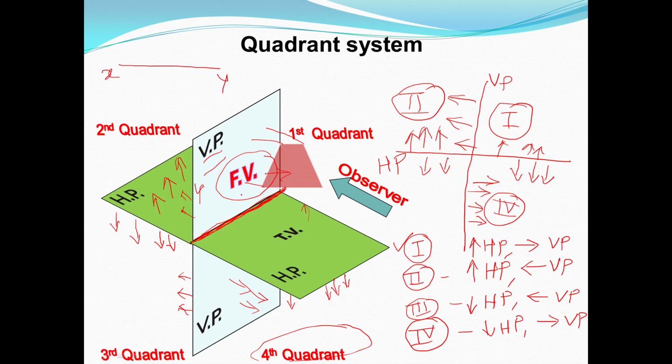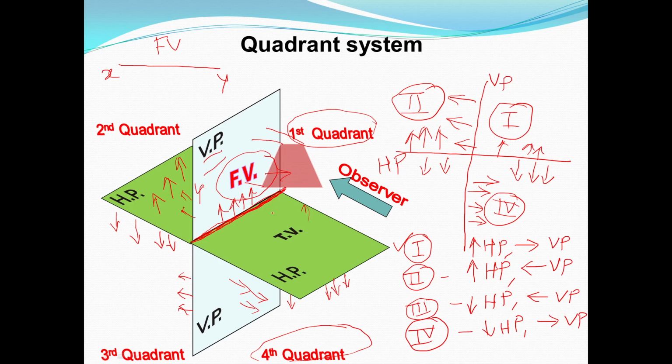Now see the location of this front view with respect to the xy line. You can see here the location of that front view is above the xy line. So for the first quadrant, you can write the front view is above the xy line. The object is in the first quadrant, and the front view is located above the xy line.